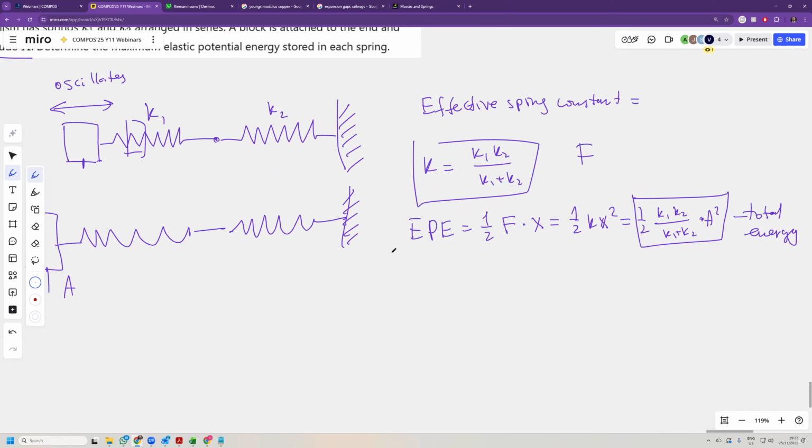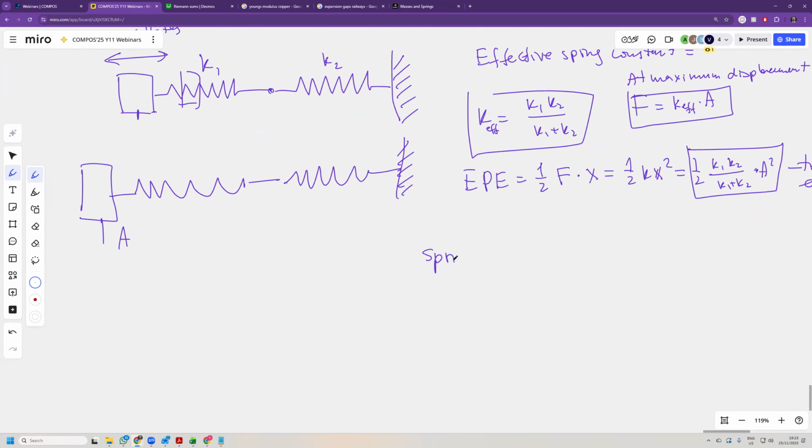So that means the force in the spring, when the spring is at maximum displacement, is the effective spring constant multiplied by A. For spring one, the elastic potential energy in that spring is 1/2 of the force multiplied by the extension of spring one.